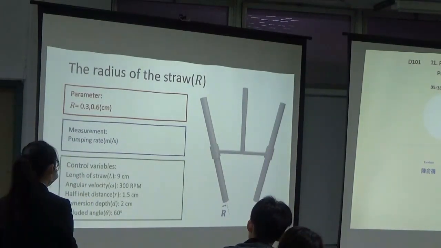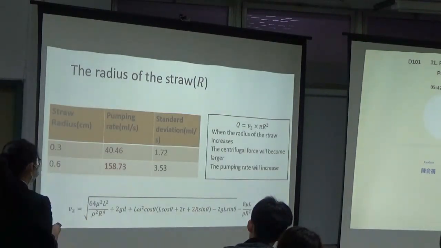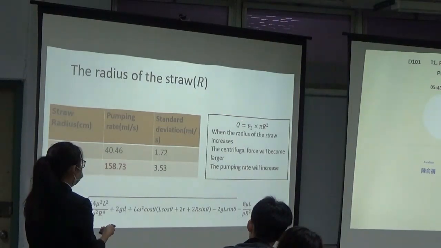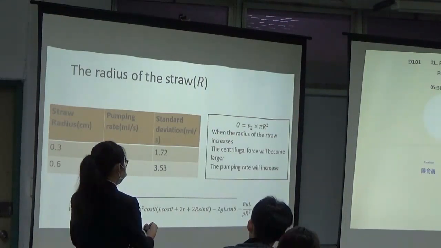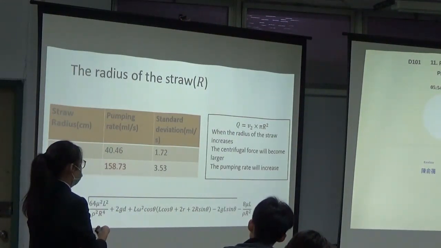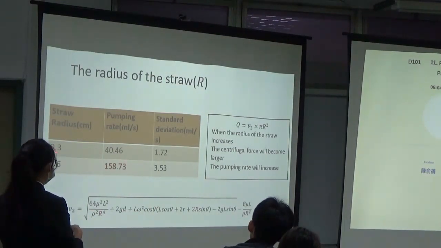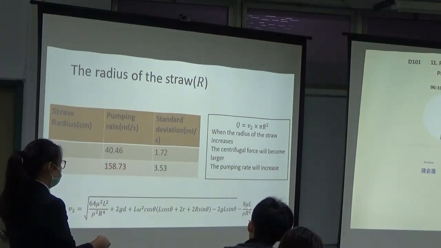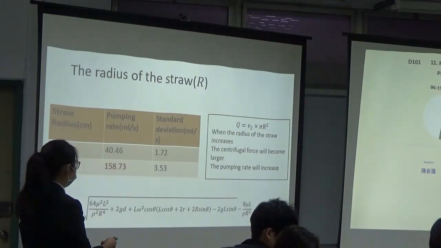The third parameter is the radius of the straw. To see how the radius of the straw affects the phenomenon, we can use this formula. You can see that when the radius of the straw increases, the centrifugal force will become larger. So the pumping rate will also increase. And you can see that this is larger than the 0.3 centimeter one. So in the theory, you can also see that when the R increases, the velocity will increase, so that also makes the pumping rate increase.